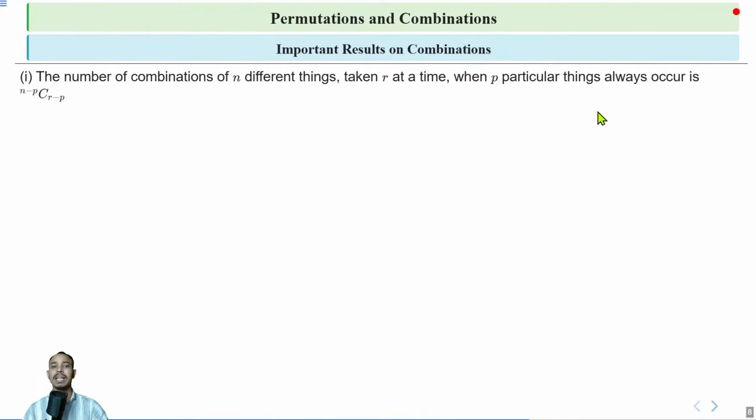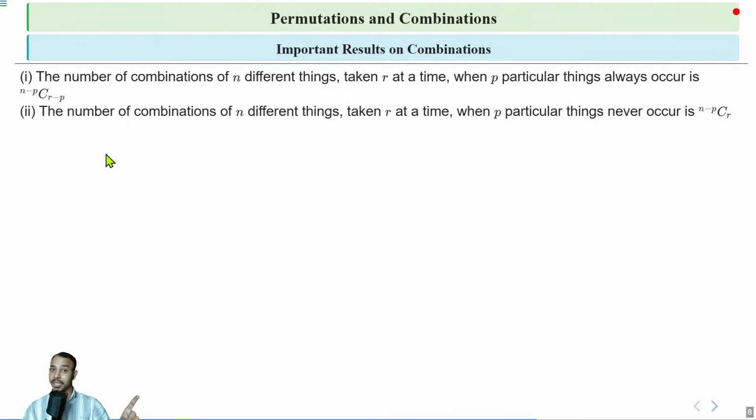Now you have the remaining n minus p different things, and you have to choose r minus p things. So you just have to find the number of combinations of n minus p things taken r minus p at a time. You select r minus p things from n minus p different things. This is the number of combinations of n different things taken r at a time when p particular things are always included. Clear?